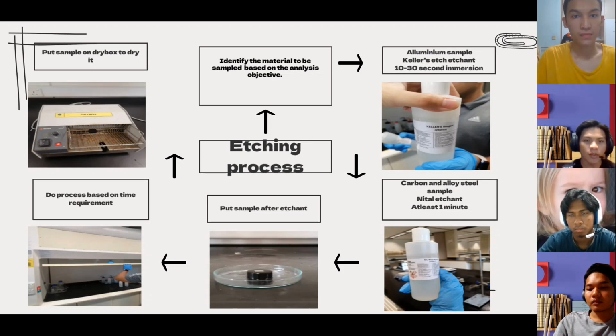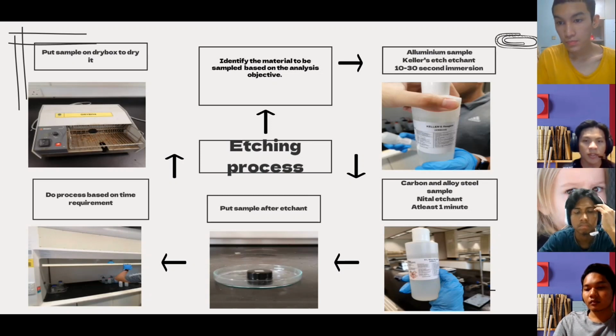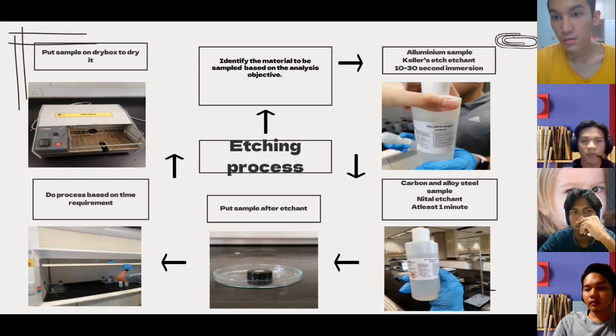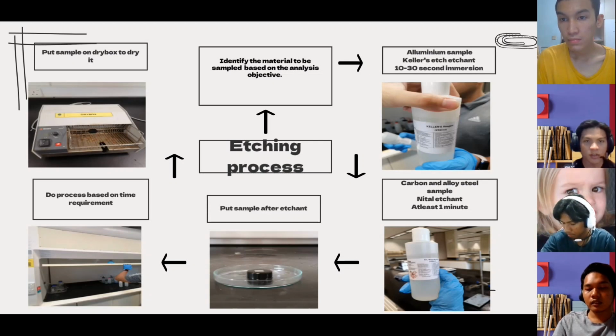Next, we have an aluminum sample and a mild steel sample. For the aluminum sample, we use a color etchant. It takes 10 to 30 seconds immersion. For the mild steel sample, we use nitric etchant. It requires at least 1 minute immersion. After that, we mount the sample after the etchant process on the machine based on sample immersion time. Lastly, put the sample in the dry box to dry it. For safety precaution, always use rubber gloves to protect our skin from the chemical agents. That's all.